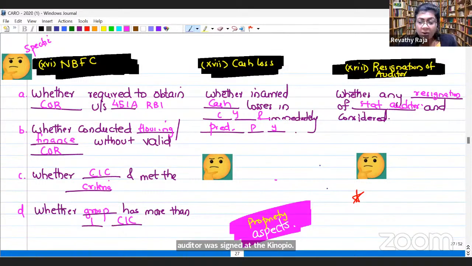We accepted our audit after the previous auditor has resigned. So as the auditor of the current year, we should check why the previous year auditor resigned and whether we have considered those reasons.